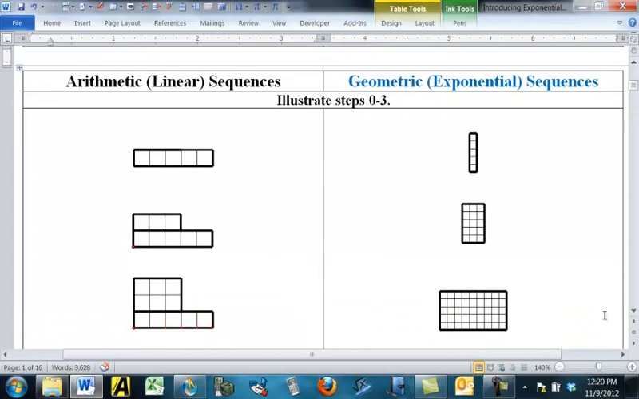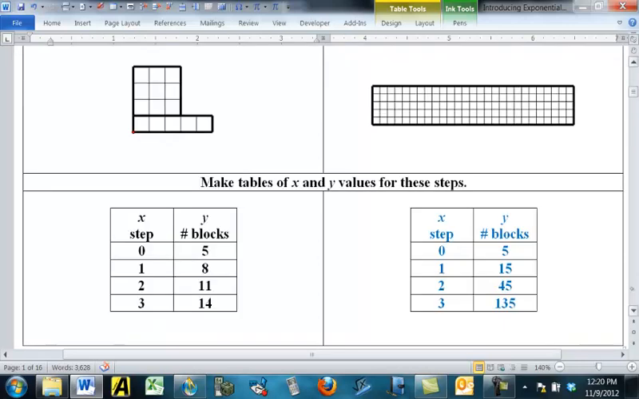The next step, on the arithmetic side, we're going to add another 3 blocks. So how many is that? Well, we had 8 in the previous, add 3 more, that's 11. On the right, we're going to multiply by 3 more, and now we're up to 45 blocks. And then here's the 4th step here. So we could write down those, or step 3. Okay? And so here we have the step number and the number of blocks.